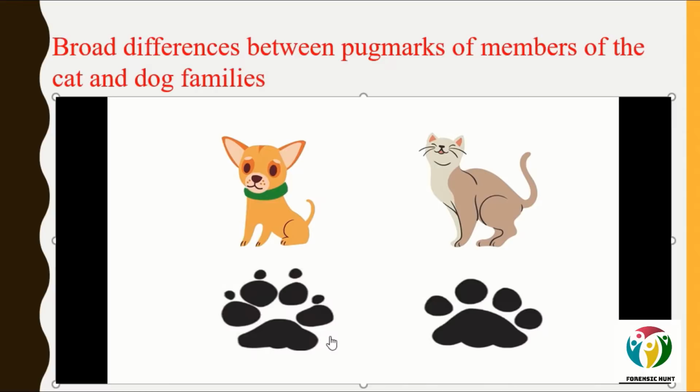So the first major difference that is clearly visible is the presence of these claw marks, which are not present in the case of the feline family. While claw marks are visible in the dog's pug mark, in cats, unless they are walking over slippery or very steep ground or are startled, claw marks are not visible.